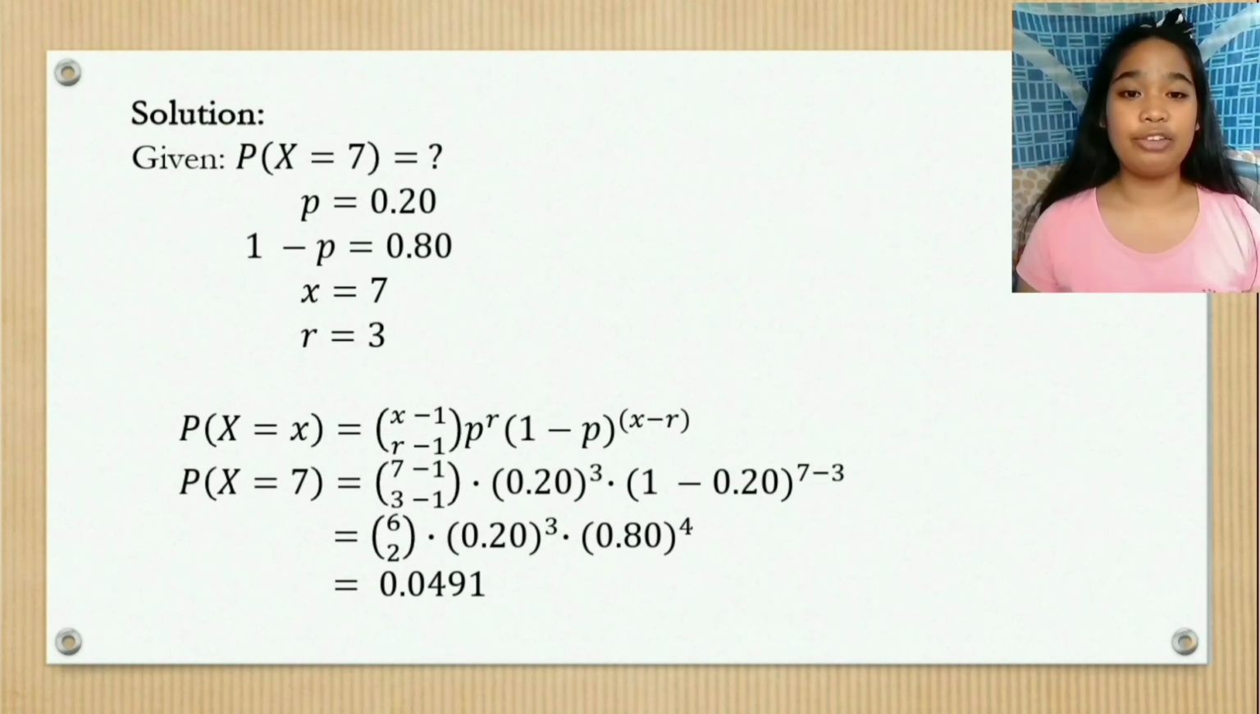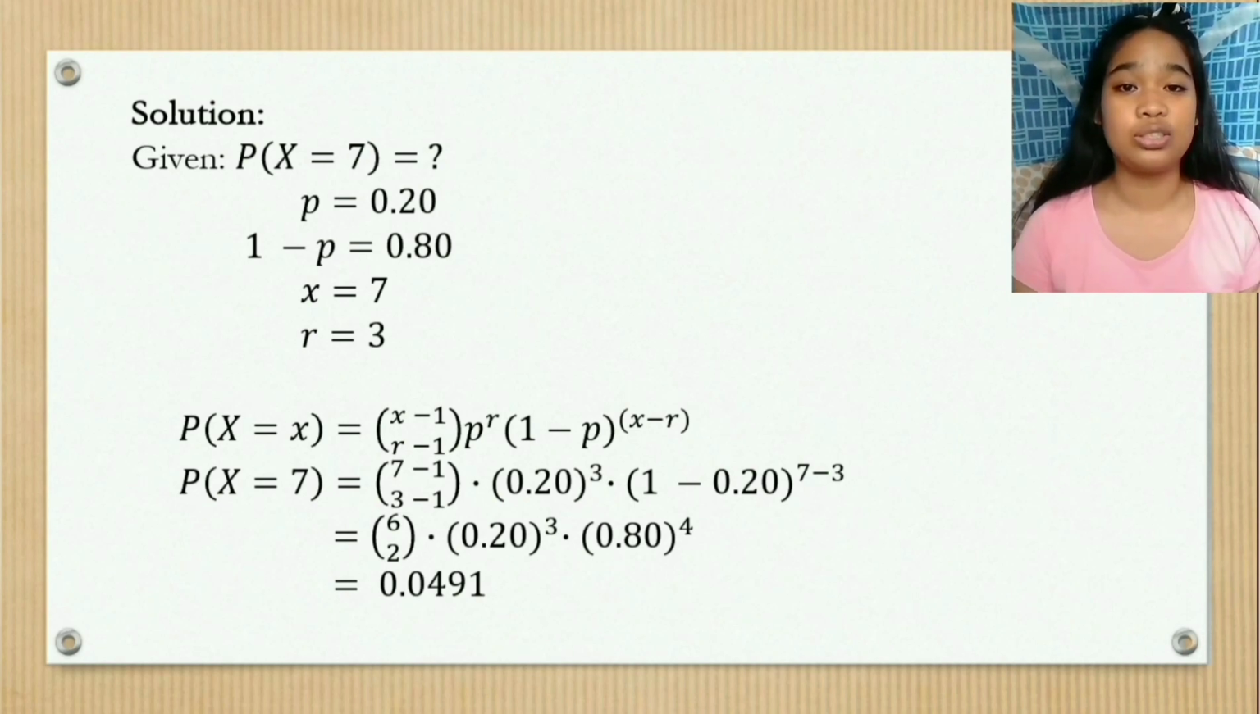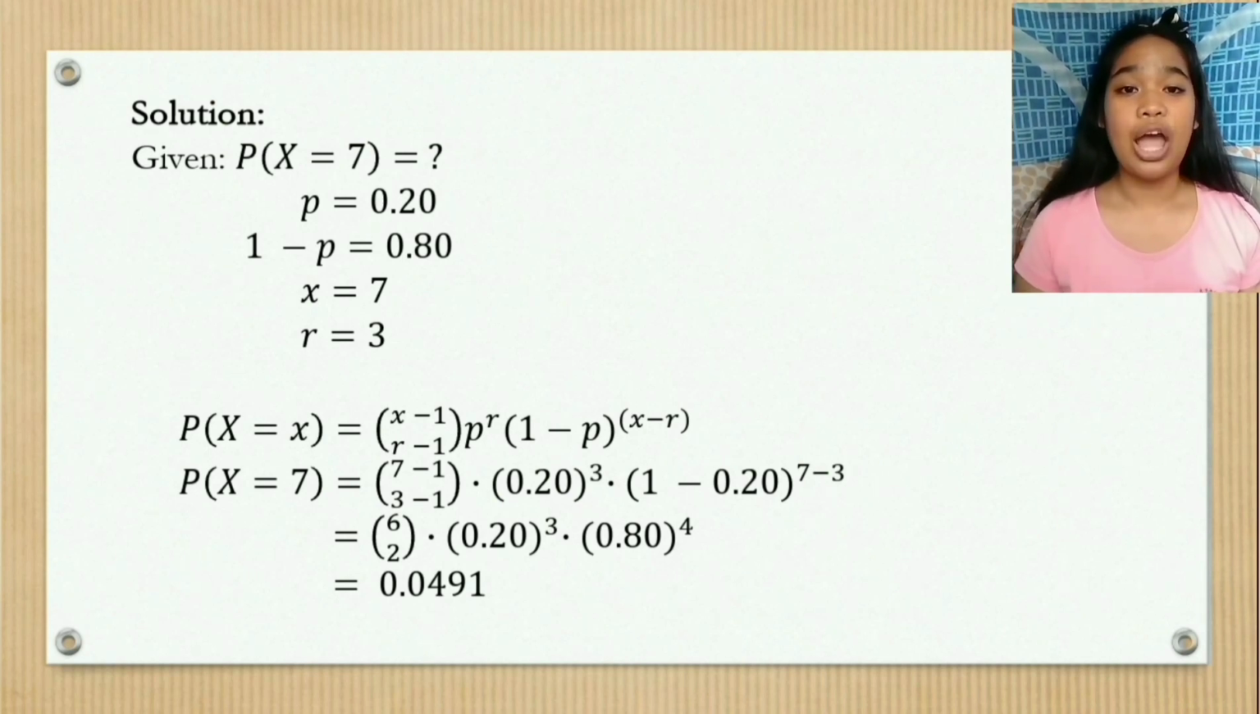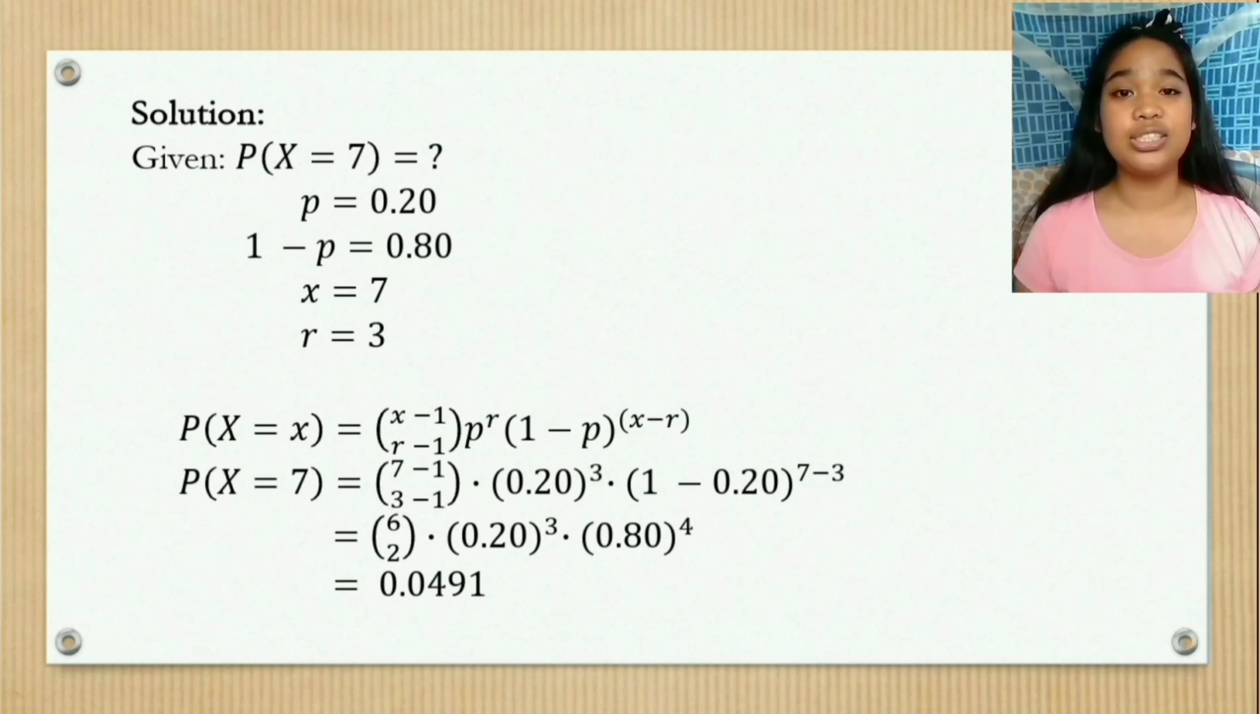Then use the negative binomial formula. The probability of x equal to 7 equals 7 minus 1 choose 3 minus 1 times 0.20 raised to 3 times 1 minus 0.20 raised to 7 minus 3, which equals 6 choose 2 times 0.20 raised to 3 times 0.80 raised to 4, which equals 0.0491. Therefore, there is a 0.0491 chance that the third strike comes on the seventh well drilled.